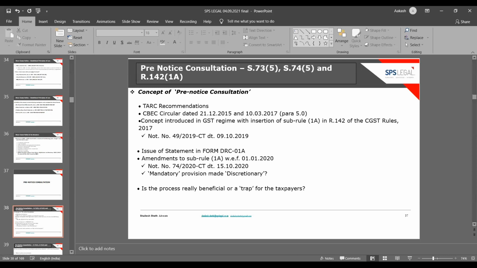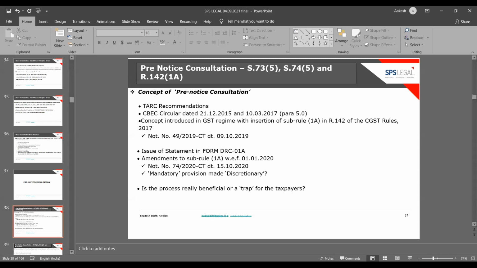However, in GST, it got statutory recognition with the insertion of sub-rule 1A in rule 142, vide notification number 49/2019, dated 9th October, whereby DRC 01A was made mandatory to be issued before issue of any show cause notice under section 73 or 74. There are other provisions also; I'm only referring to these two. And this DRC 01A, though the description is statement, has the nature of pre-notice consultation. This was made mandatory because the words used were that the proper officer shall communicate this statement in Form DRC 01A, whereby the SSE was given an opportunity either to accept the entire thing and pay the money through DRC 03, or make part payment, or even refuse to make any payment and give his response in part 2 of DRC 01A.